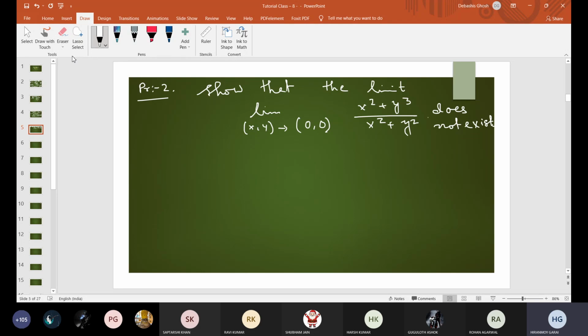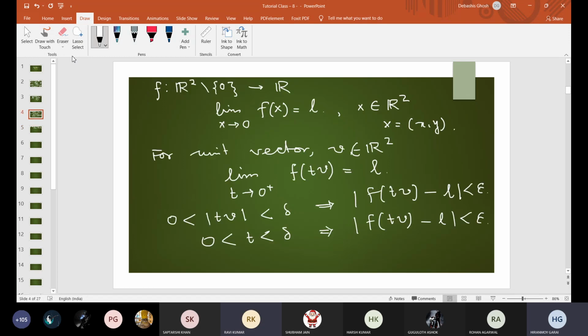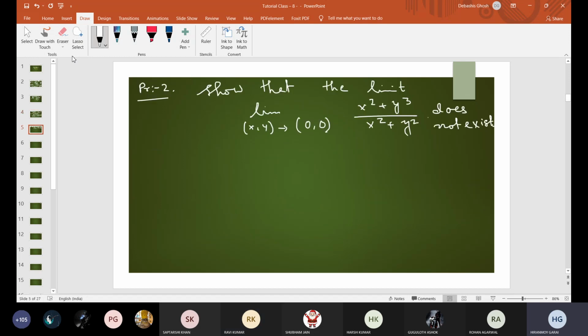So if you consider v as a unit vector. So unit vector means what? It means mod of v equals to 1. That means you are considering a unit circle surrounded by the origin. So all those points surrounded by this origin.